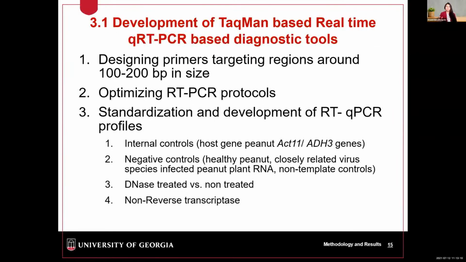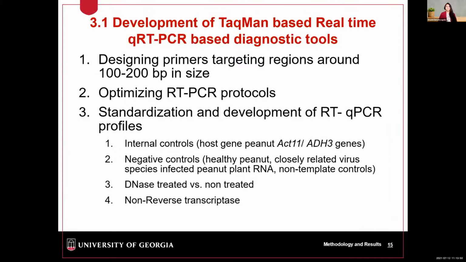After the confirmation, here comes the important part, development of the Taqman-based real-time qRT-PCR assay. This starts with designing primers. The primers were designed targeting regions around 100 to 200 base pair in size, because this size is preferred in Taqman assay, and then the protocols were optimized. The protocol optimization involves the optimization of reagent concentration and also the cycling conditions. Final step was the standardization.